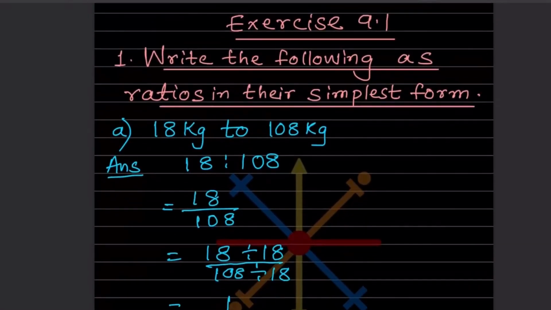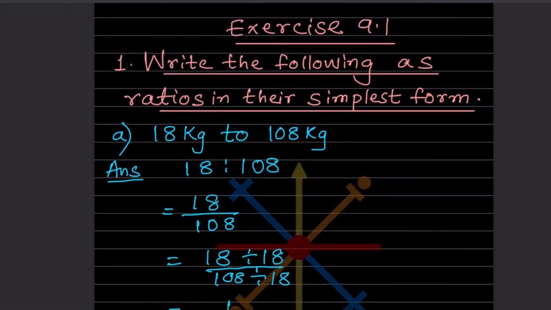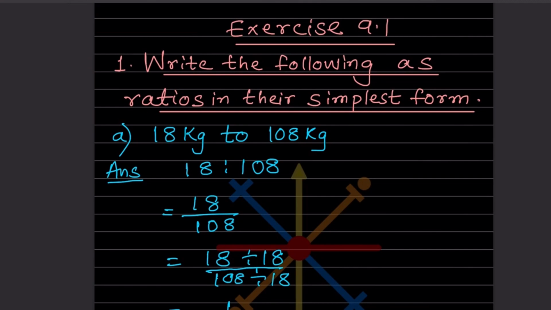So now let us go with the exercise. The first question says, write the following as ratios in the simplest form. When you are looking at the question, you also have to look at the units. Both the units should be the same. If not, you have to change the units.